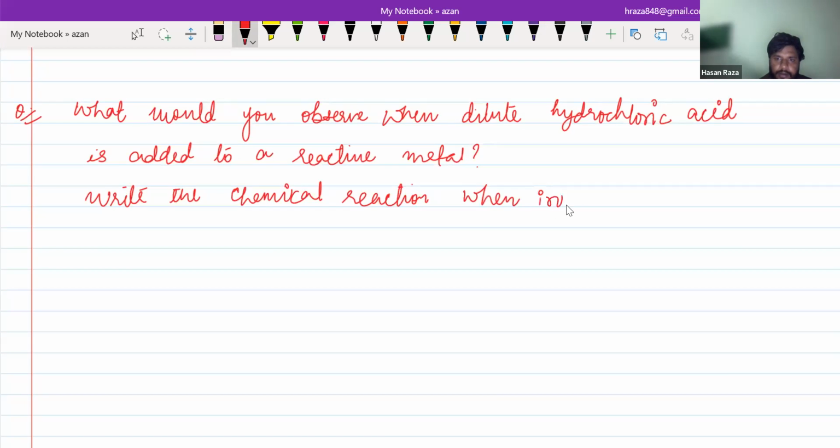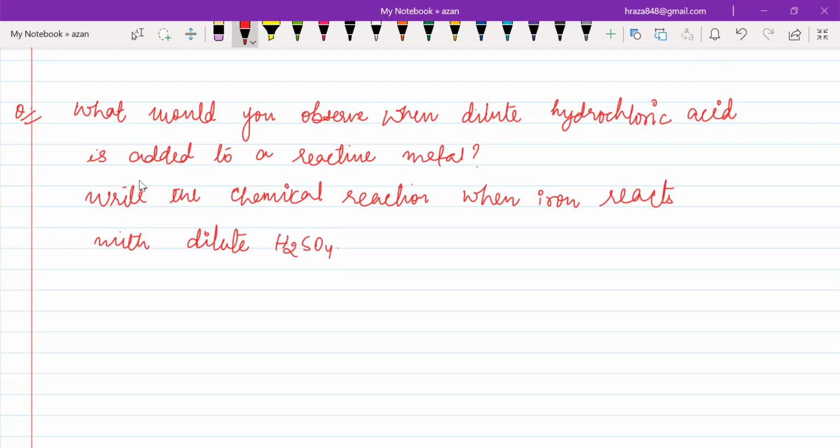when iron reacts with dilute H2SO4. The question is so simple. You just need to read it and let me know the answer.